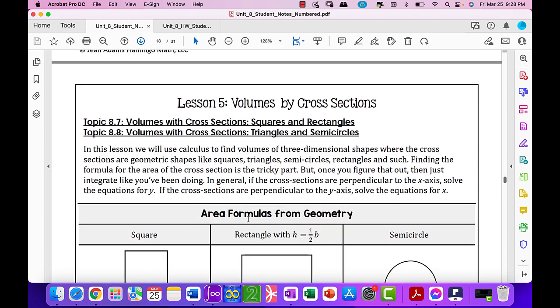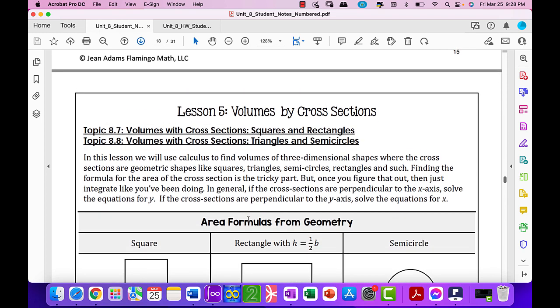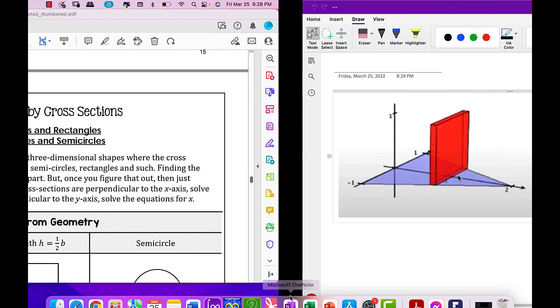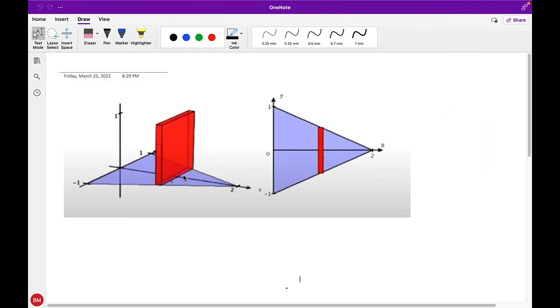Okay, so we're going to look at volume by cross sections today. And before I jump into the notes, let me just give you a brief little introduction to what we're actually doing, okay? So on the right here you'll see a 2D picture of it, and then on the left is a 3D picture.